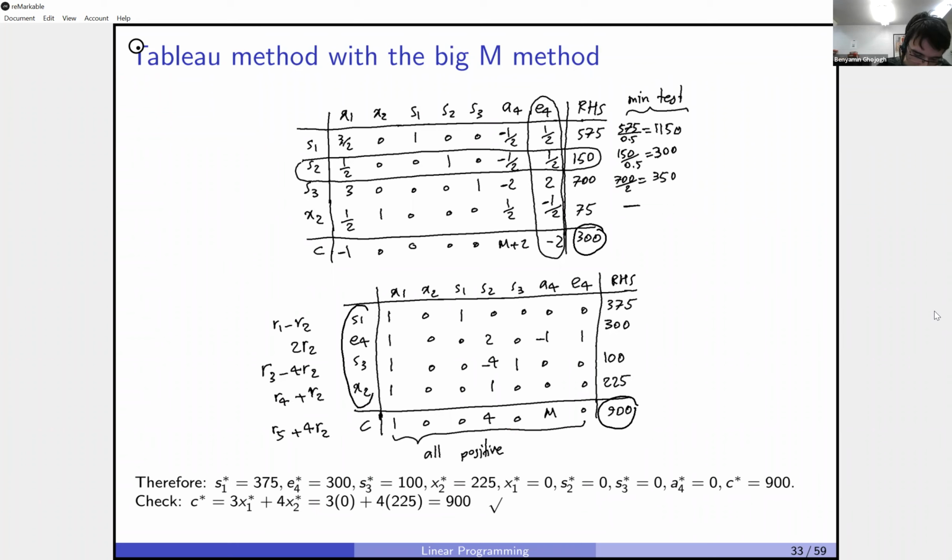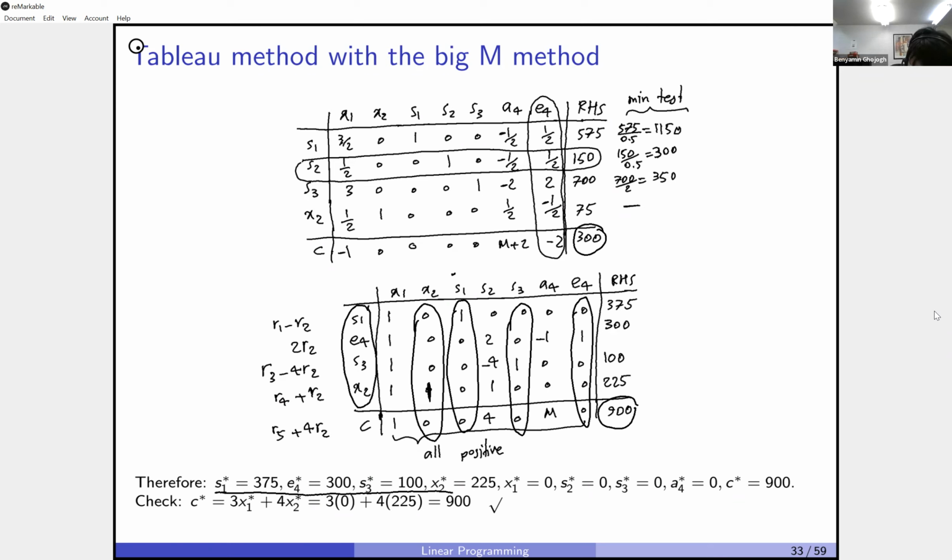And these are the basic variables, which are here too. S1, as you see, all of them are 0 except here, S1. E4, you can see it here. All of them are 0 except here. S3 is a basic variable. All of them are 0 except here. X2 also here. I think this should be 1. Yes. All of them are 0 except here. So we have these basic variables, and I write it here, as you see.